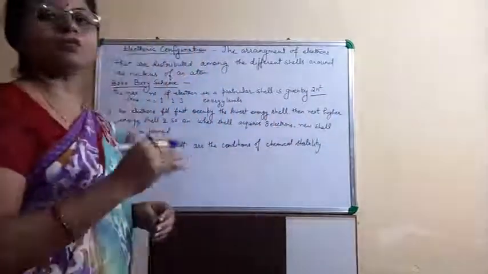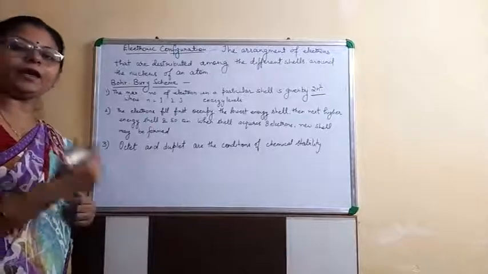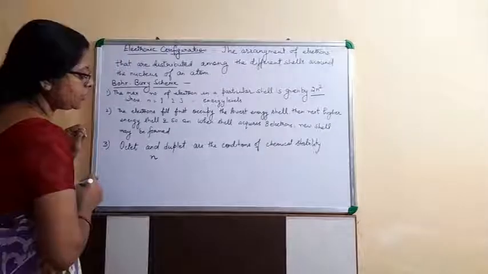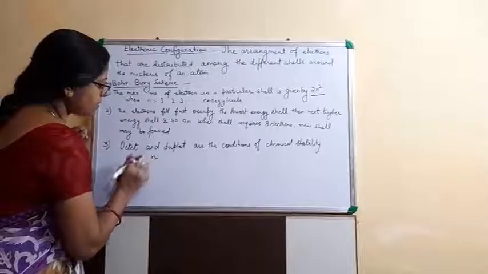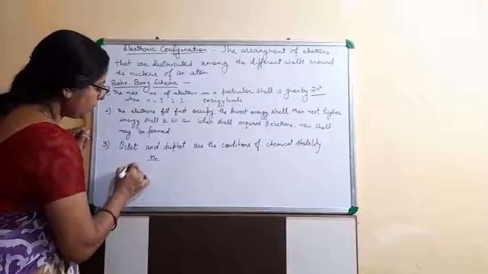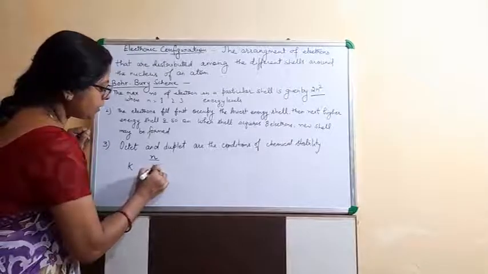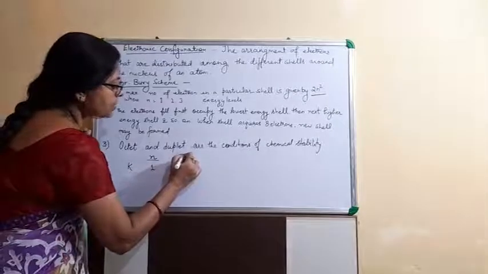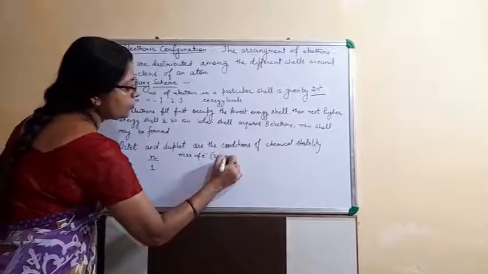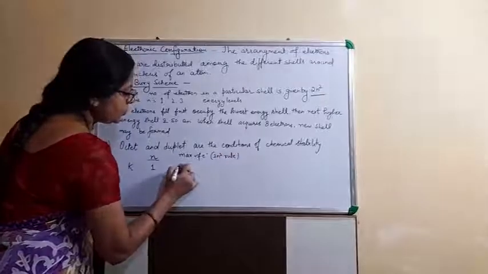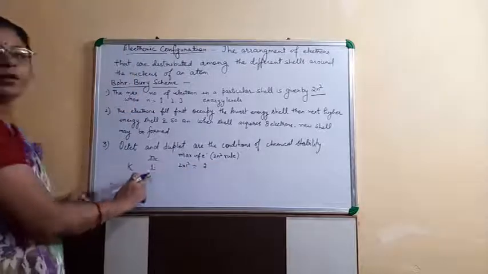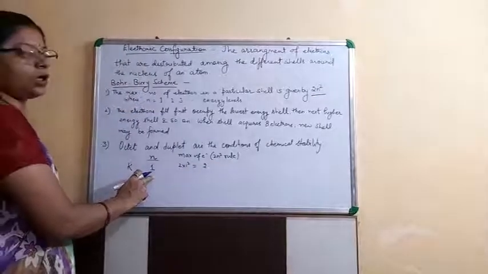First rule: the maximum number of electrons in a particular shell is given by 2n square. The maximum number of electrons that can be filled in any orbit is according to the 2n square rule. If n is the energy level, which we can also represent by the alphabet K, L, M, N, then for the K shell the energy level is 1. According to the 2n square rule, it is 2 into 1 square, which means a maximum of 2 electrons can be filled in the first orbit, which is nearest to the nucleus.